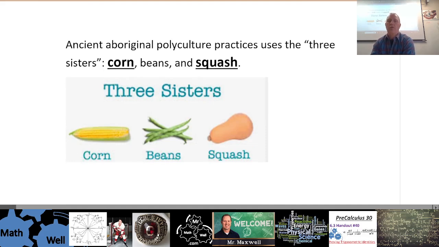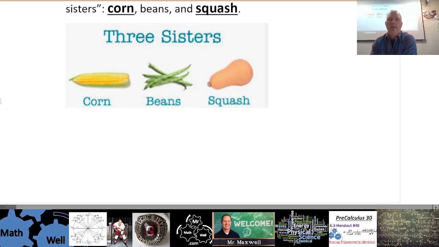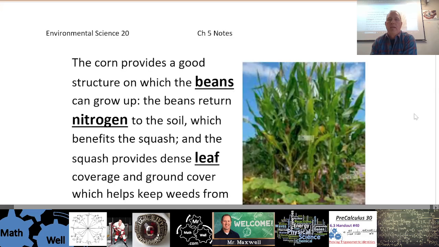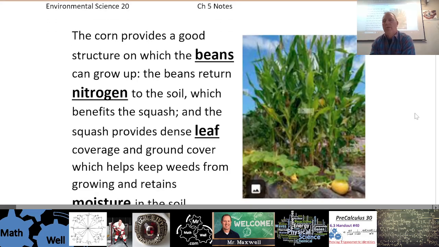Ancient Aboriginal polyculture practices use the 3 sisters: corn, beans, and squash. This is an ancient Aboriginal method of polyculture, and you'll see why in a second. The corn provides a good structure, and the corn is the large plant here, obviously. Hopefully you know what corn looks like. The plant's big, tall, right? 6-7 feet tall. It provides a good structure on which the beans can grow up. Beans are kind of like a vine, right? If they grab onto something, they can keep growing and grow vertically instead of a mishmash on the ground.